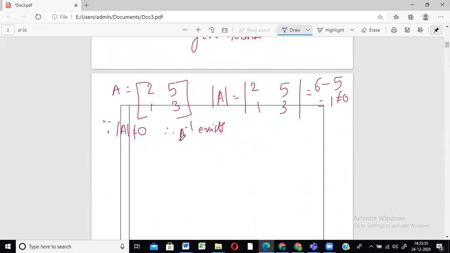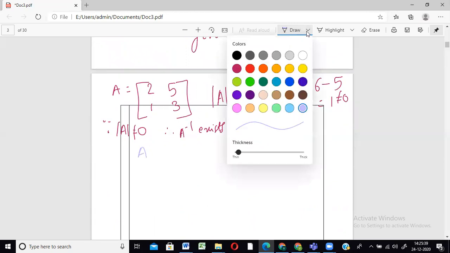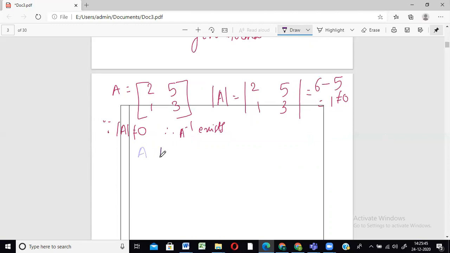Okay, so A into A inverse is equal to I. This is that formula we have. That element into its inverse can only give us identity, correct? So what do we have to find? We have to find out this inverse, correct?